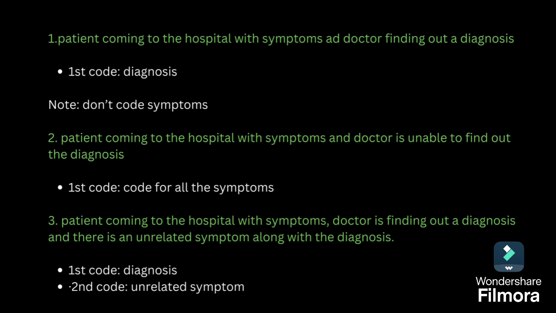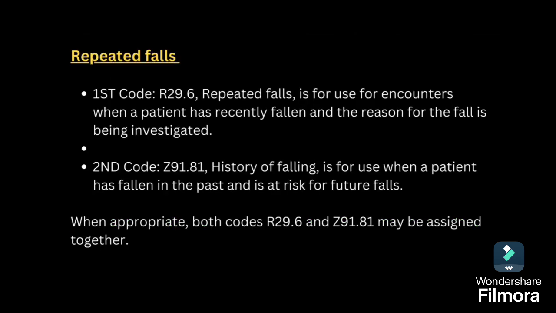The first guideline is a patient coming to the hospital with symptoms and the doctor finding out a diagnosis. Here he is coming with a symptom and the doctor is finding out a diagnosis. You have to code only for the diagnosis, don't code the symptom. Second guideline, the patient comes with a symptom and the doctor is unable to find out a diagnosis. In this case, we should code for all the symptoms. Third guideline, the patient comes with symptoms, the doctor finds out a diagnosis and there is an unrelated symptom. First code for the diagnosis, second code for the unrelated symptom.